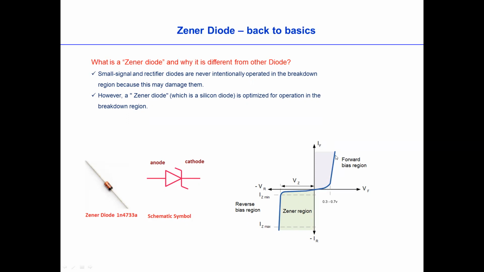The Zener diode has forward bias region characteristics too. For instance, a normal diode is between 0.3 and 0.7 volt in the forward region. Then the reverse: this is the minimum breakdown current, and this is the maximum breakdown current. This is the Zener region, and this is the Zener voltage across the diode in the reverse bias region.